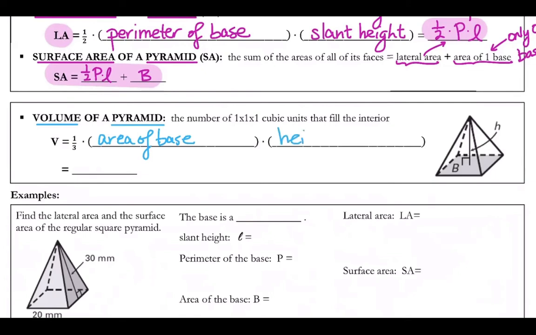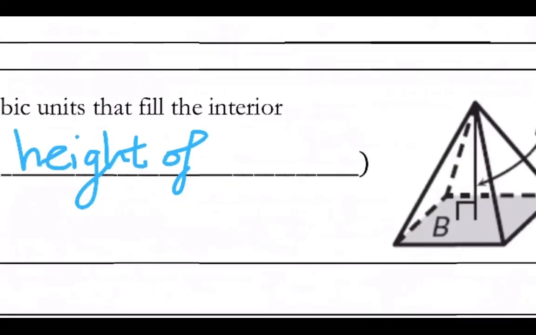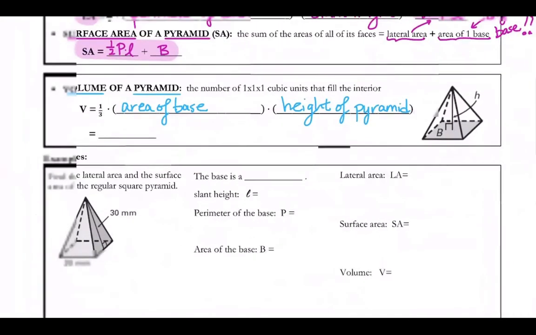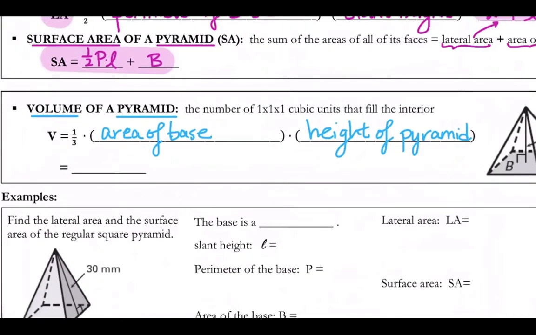multiplied by its height, the height of the pyramid, not the slant height, but the actual height. Okay, and then take 1/3 of it. So volume is 1/3. The area of the base is capital B. The height of the pyramid is lowercase h. And that is the formula for volume of a pyramid.